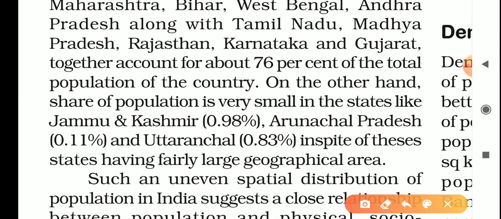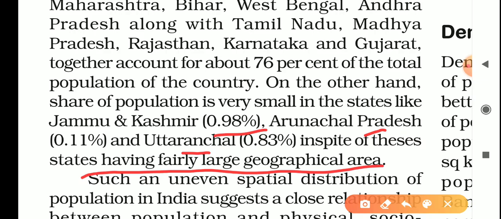Then, on the other hand, the share of population is very small in states like Jammu Kashmir, 0.98% of the total population. How much? 0.98%, almost 1% of the total population of the country. Arunachal Pradesh, Uttarakhand, in spite of these states having fairly large geographical area. What does it mean? They have large area, but still people are fewer in these areas.